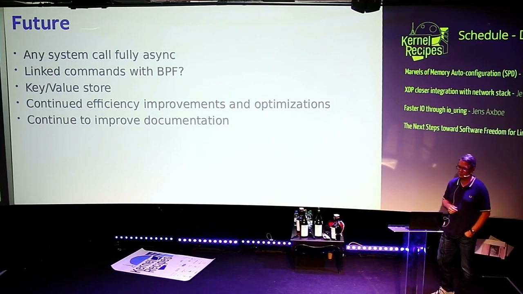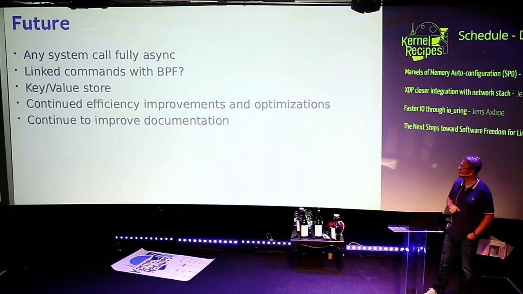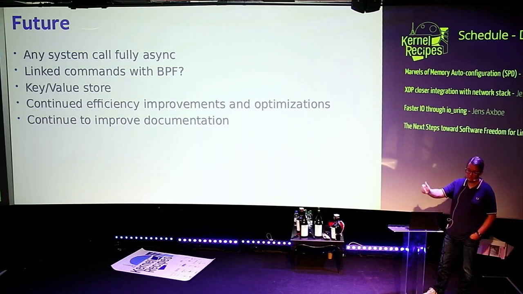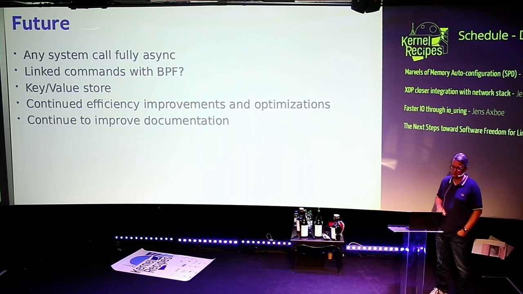Key value store is another thing that's coming on the NVMe front. Basically, drives having support for key put and get sort of primitives. We could do that easily through io_uring. Another interesting thing would be that we can now carry metadata for the command if we have enough space. You could do end-to-end integrity stuff without having to use private vendor interfaces. And of course, as always, continued efficiency improvements and optimizations. Things like this are never done.